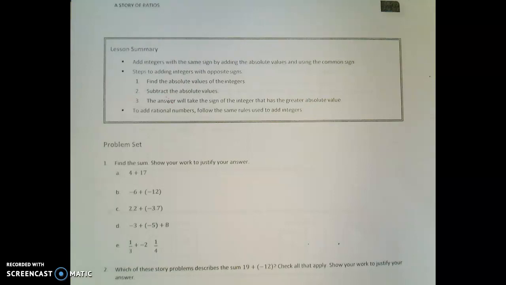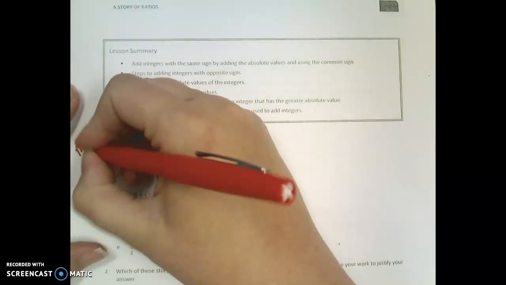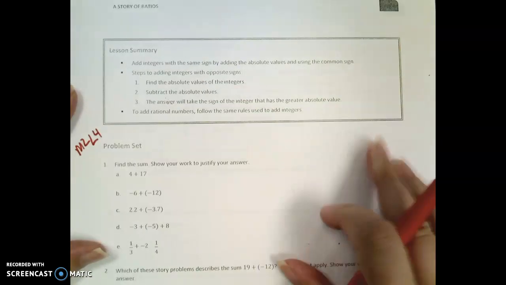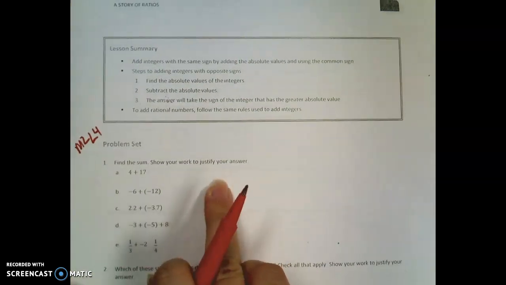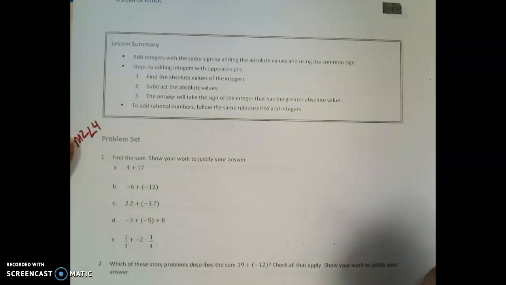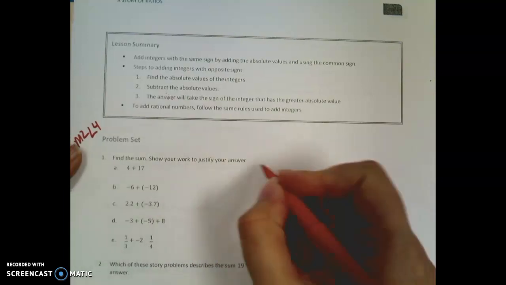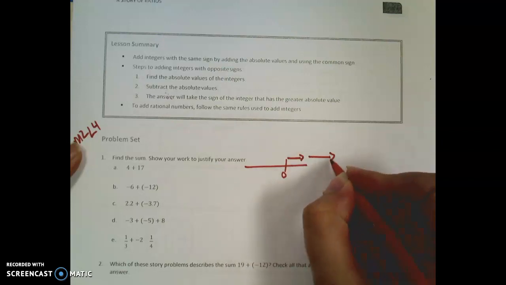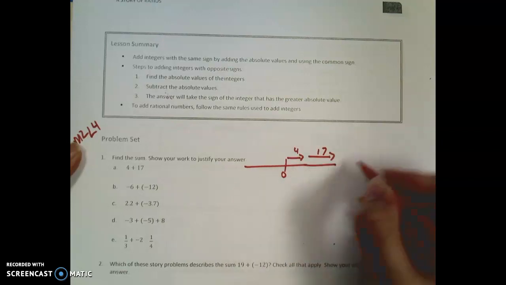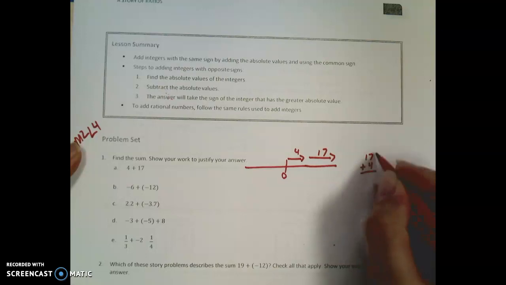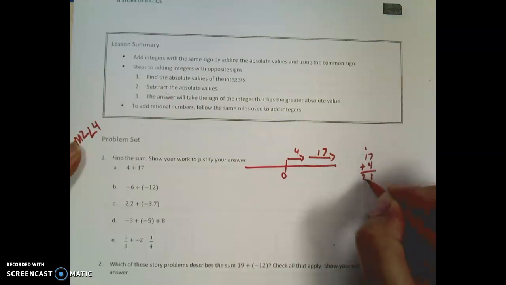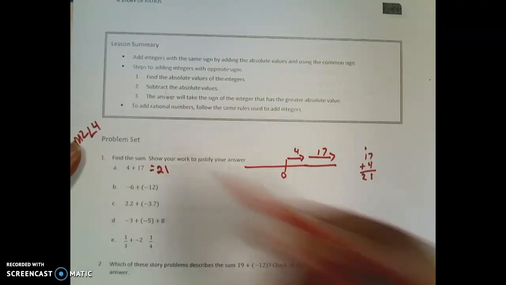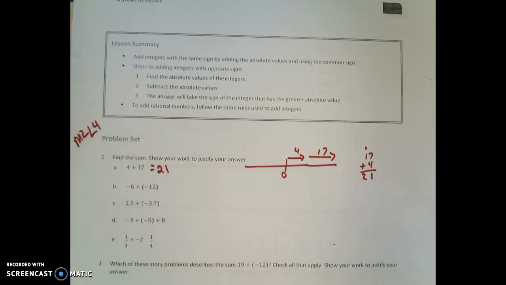So this is the Module 2, Lesson 4 problem set. Find the sum. Show your work to justify your answer. 4 plus 17. We would write 4 and write 17. And 17 plus 4 is 21. Okay, next question.